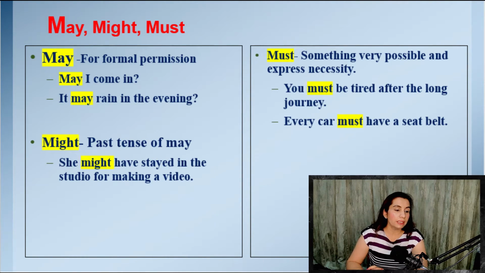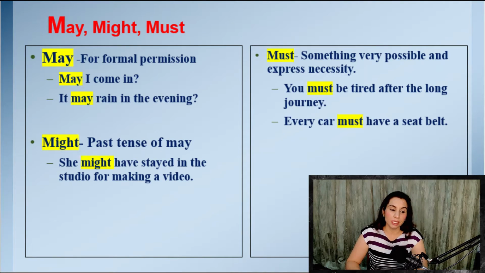Now the first one is may. May is used when we have to ask for formal permission, like may I come in, or it may rain in the evening. So there's a possibility that it may rain in the evening. We're not sure about it. And might is the past tense of may.